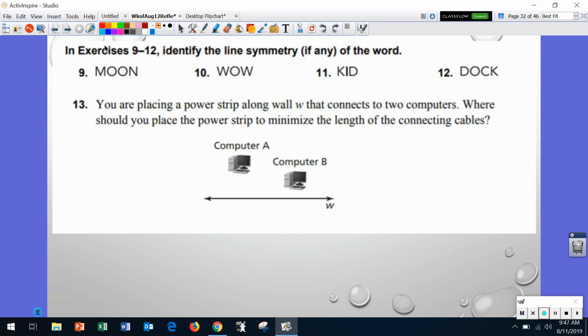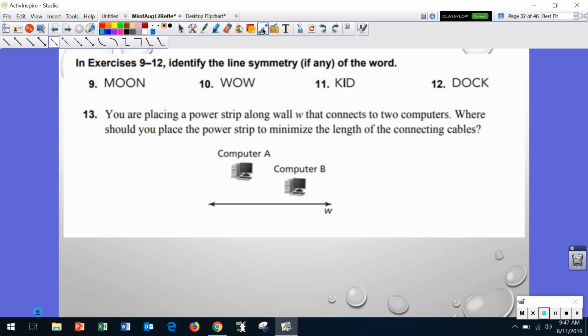Okay, so 9 through 12 tells you to identify the line of symmetry of the word. Now, the difference between a line of reflection and a line of symmetry is that the line of symmetry actually is on the picture. So we're going to look and see if this figure has any lines of symmetry.